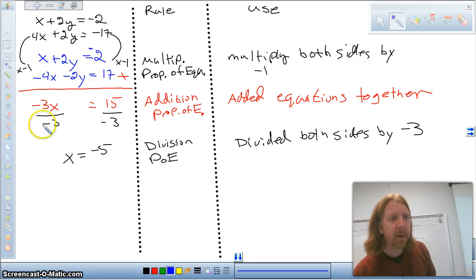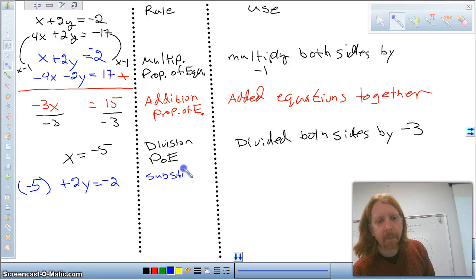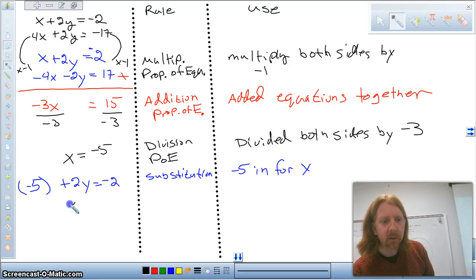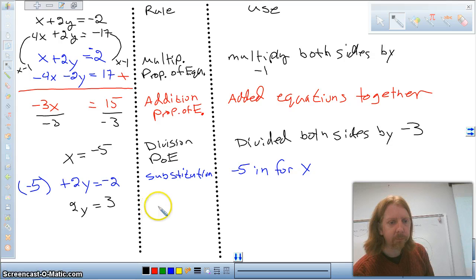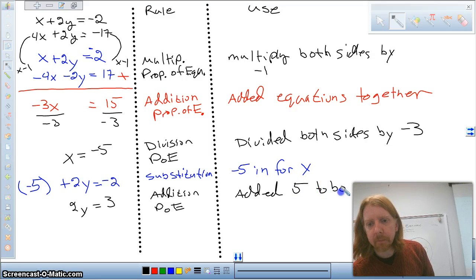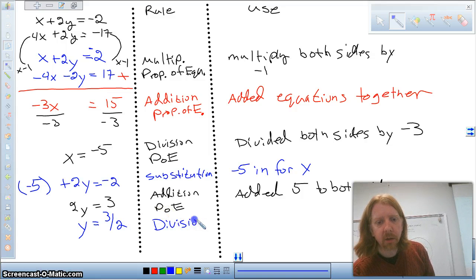I'm going to move a little more briskly through the end of the problem. I've got my x, I have to get my y. So I'm going to substitute it in. So -5 goes in for the x, plus 2y equals -2. So I substituted. What did I do? I put -5 in for x. I'm going to add 5 to both sides. So 2y is equal to 3. Addition property, because I added 5 to both sides. And last but not least, that must mean that y is equal to 3/2. And that's by the division property. Divide both sides by 2.